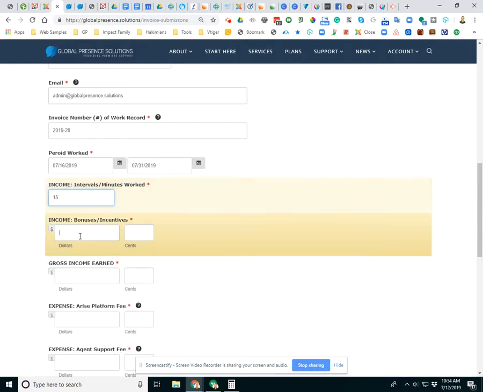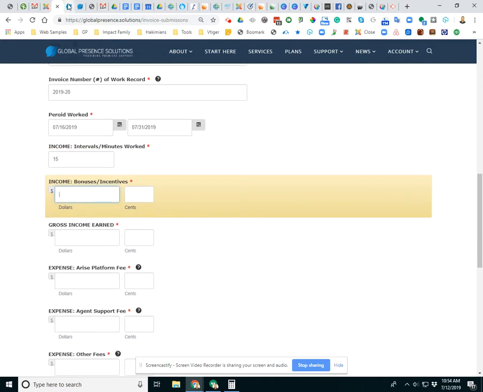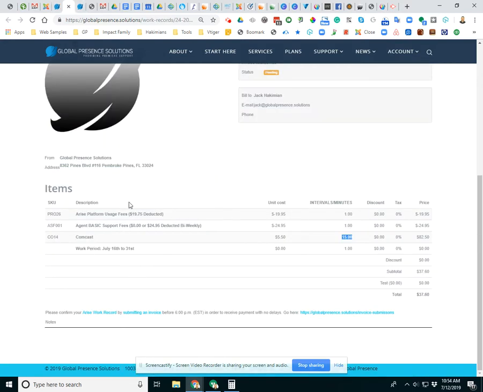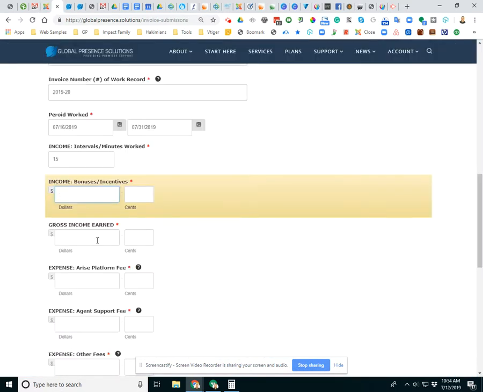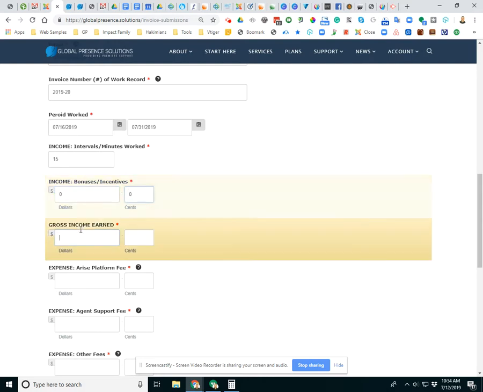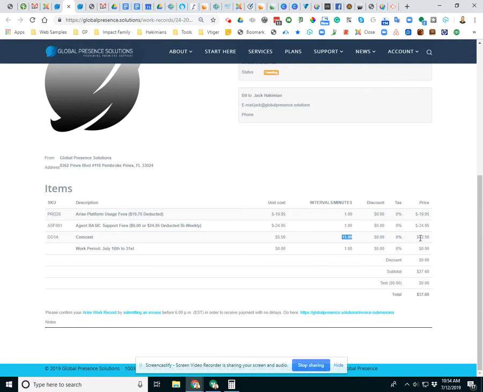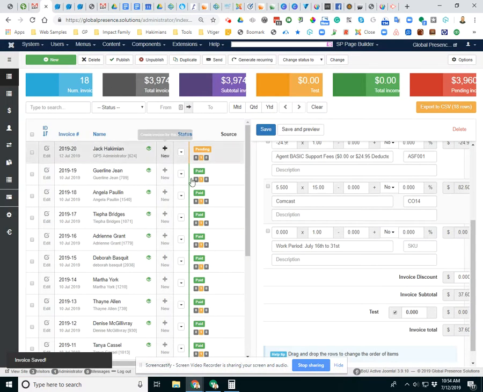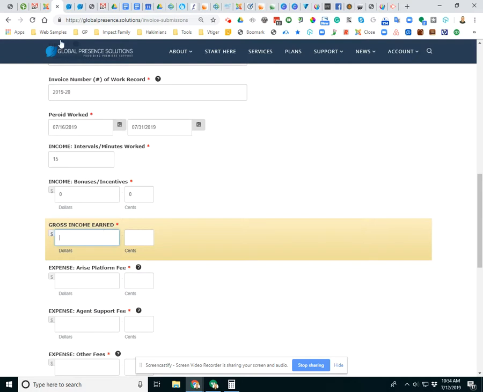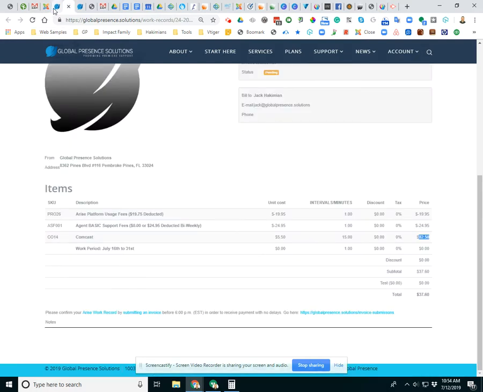Okay, and then here, income, bonus, and incentives. This particular work record doesn't have that. So what you want to do is just put 0. Gross income earned is the total income earned. So it was 82.50 that was the gross income earned. That's the money that you earn, not your fees. Okay, and you put that there. Here it was 82.50.